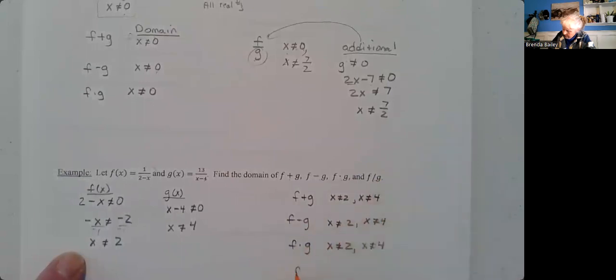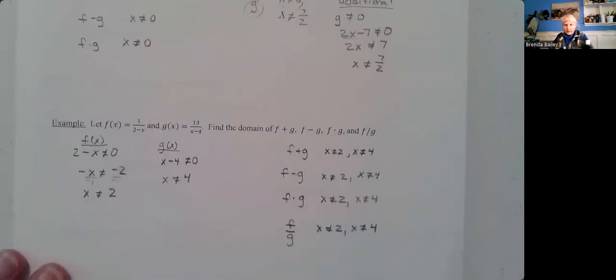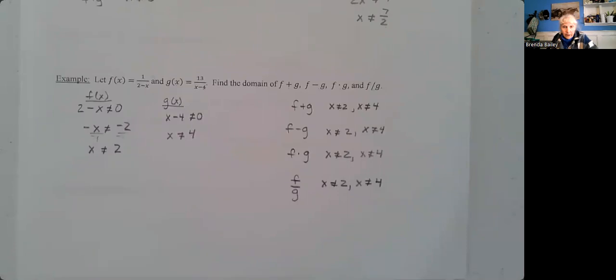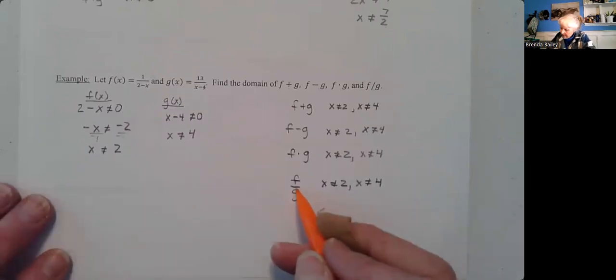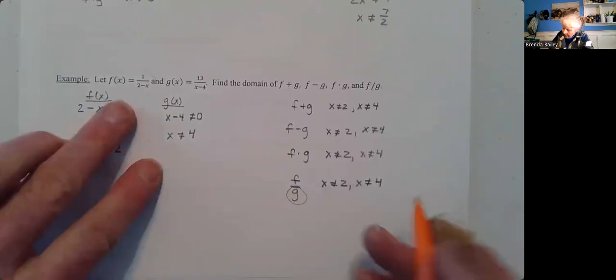F over g, x cannot equal 2, x cannot equal 4, and there may be another one. Sorry, again, forgot to move that up. There may be an additional one. Let's see, let's take this and set it equal to 0. It's not going to add an additional one. But we'll go ahead and go through this.